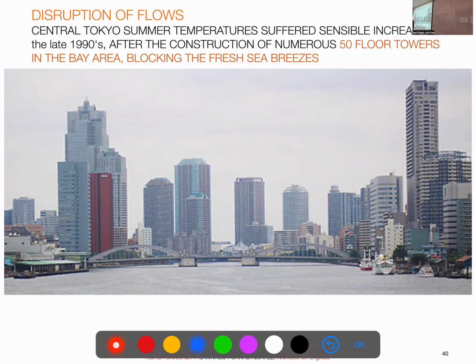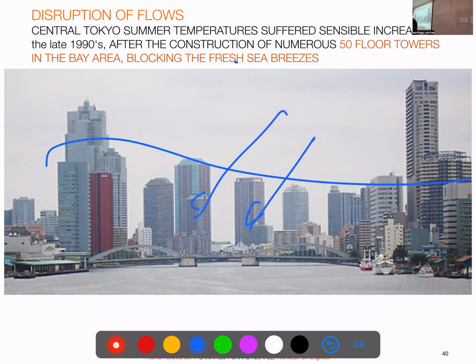This barrier of high-rise buildings blocks the breezes from the sea. So after that, the summer temperature in Tokyo rose considerably. And the climate of Tokyo, which was already miserable in summer, became much more miserable.